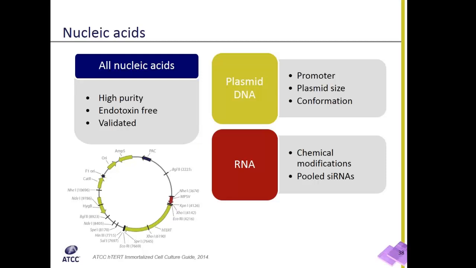For RNA interference, it is a good idea to use pooled siRNAs instead of a single sequence. This will allow for more efficient knockdown and fewer off-target effects.